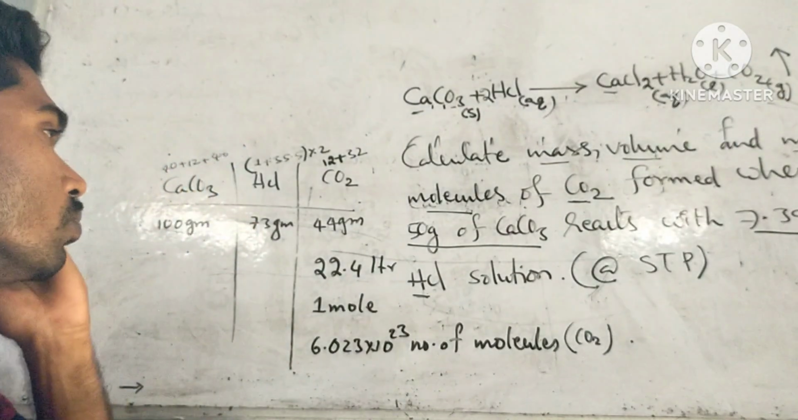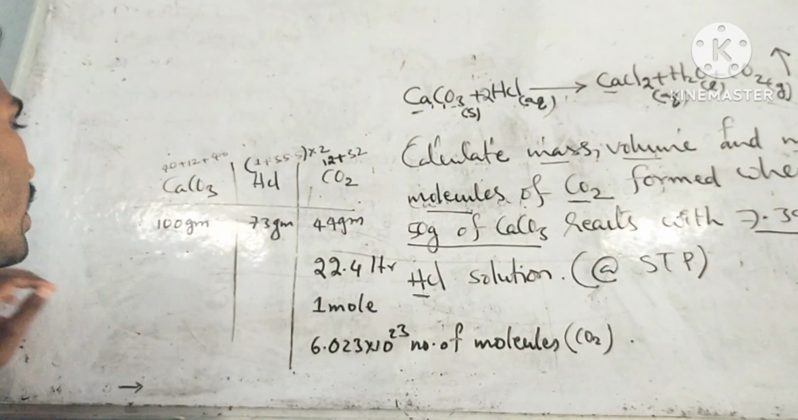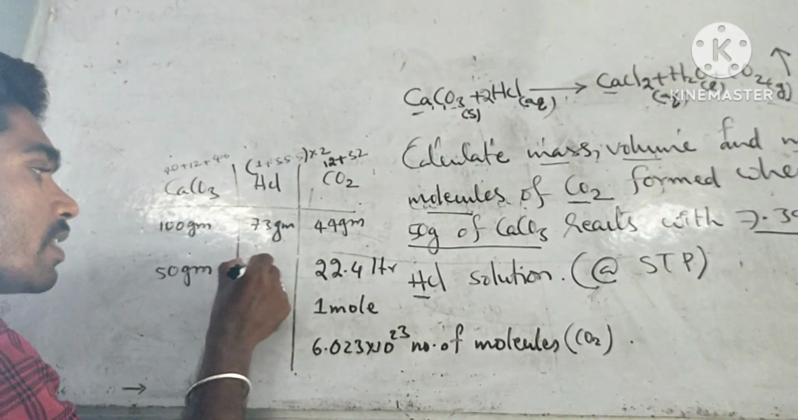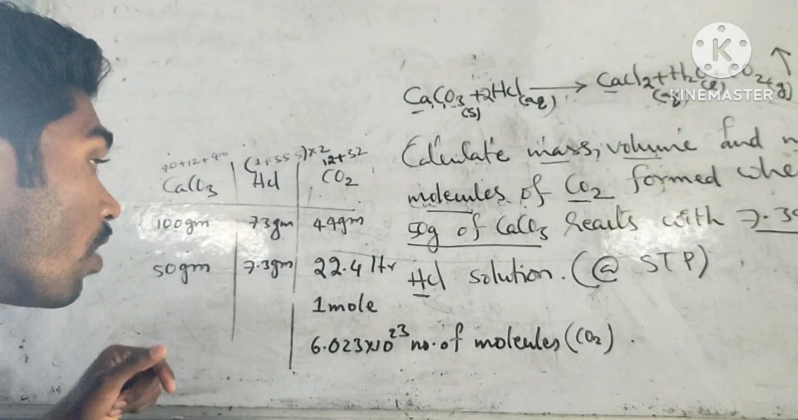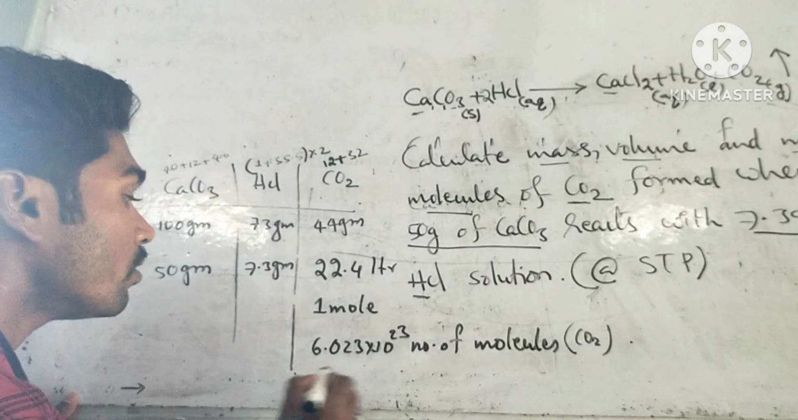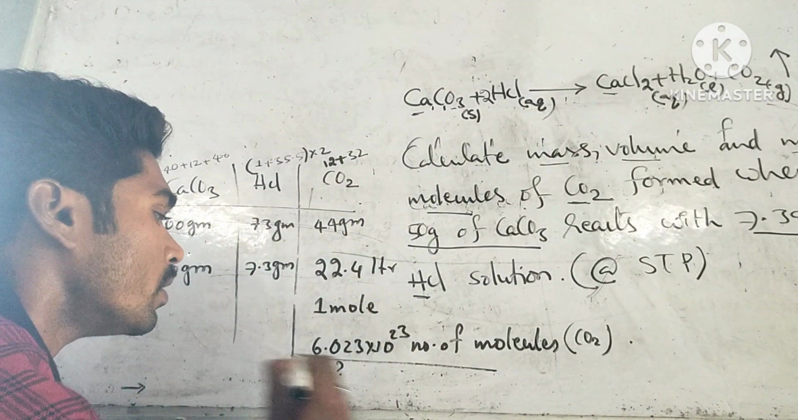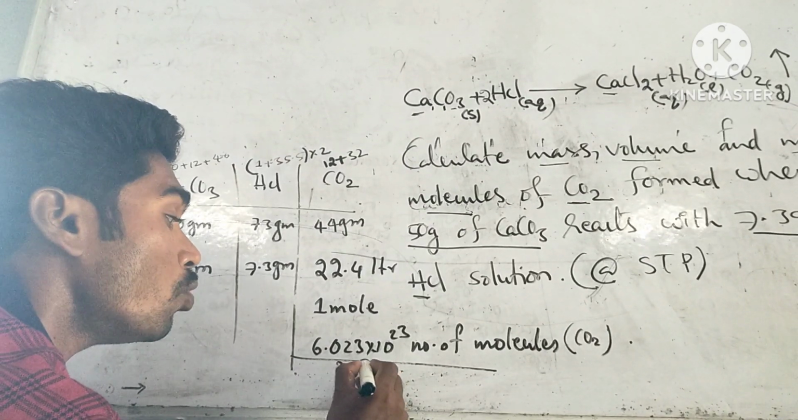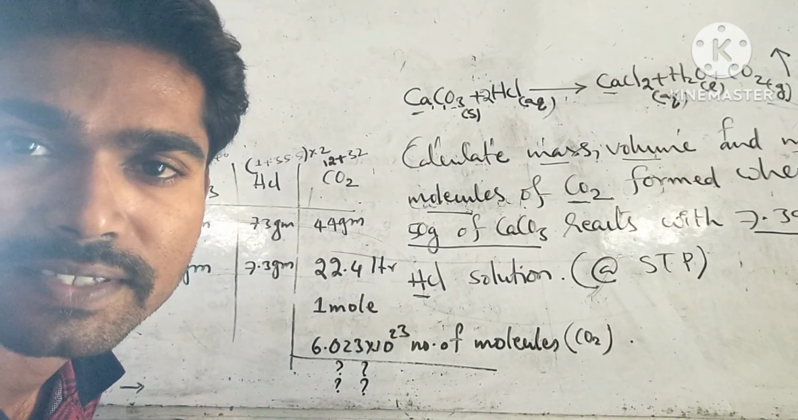Now I want to calculate, if instead of taking 100 grams, I take 50 grams of calcium carbonate and 7.3 grams of HCl, then what will be the number of... Okay, now again new values. So mass, volume, how many moles, how many number of molecules? So I need 4 answers.